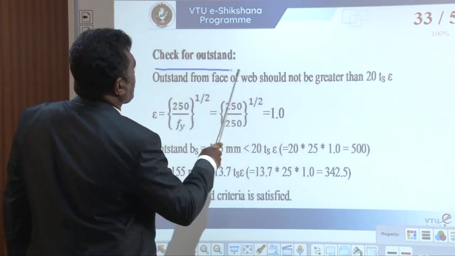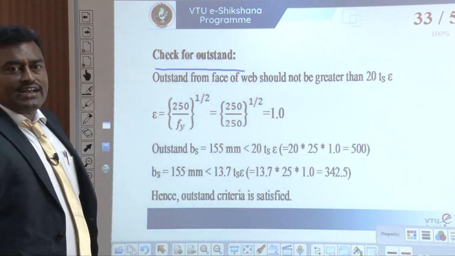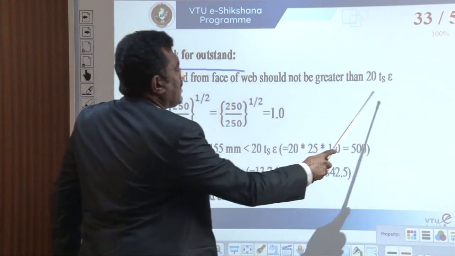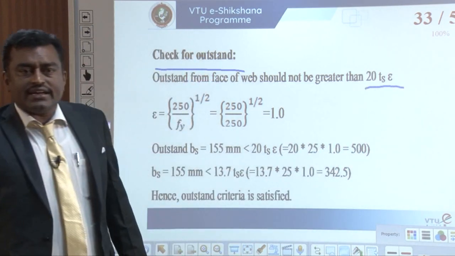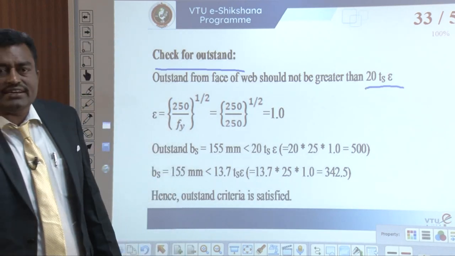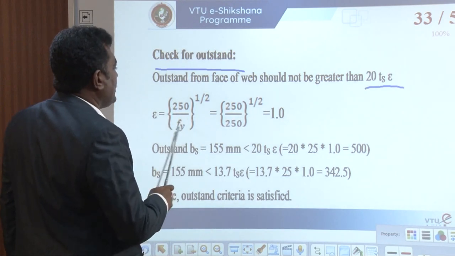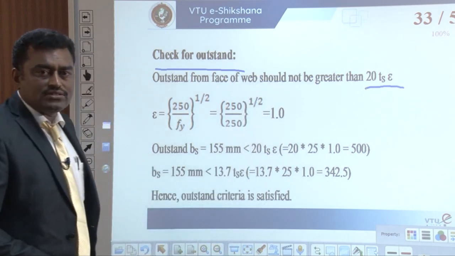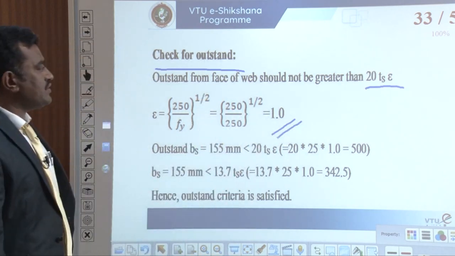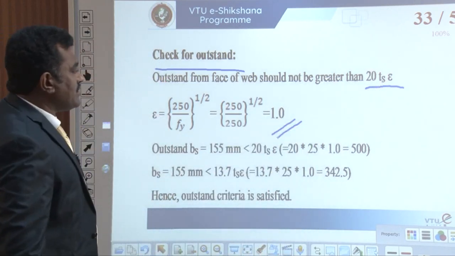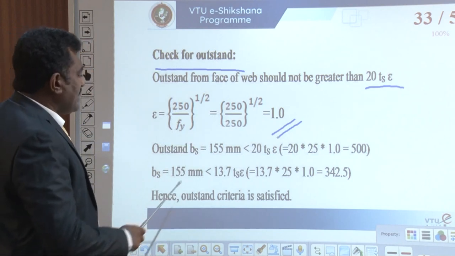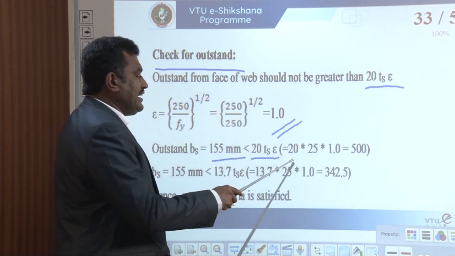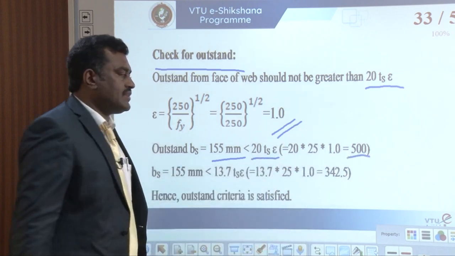Check for outstand. How will the check be for outstand? The outstand from the face of the web should not be greater than 20 ts epsilon. In that, first we calculate epsilon. Epsilon is 250 divided by fy, all to the power of 1 by 2. That is 250 divided by 250, which gives 1, and 1 raised to 0.5 gives 1 itself. The epsilon value will be substituted as 1 here. Before going to that, the outstand bs, that is 155 mm, should be smaller than 20 ts epsilon. 20 into 25 into 1 gives 500. That value is 500.